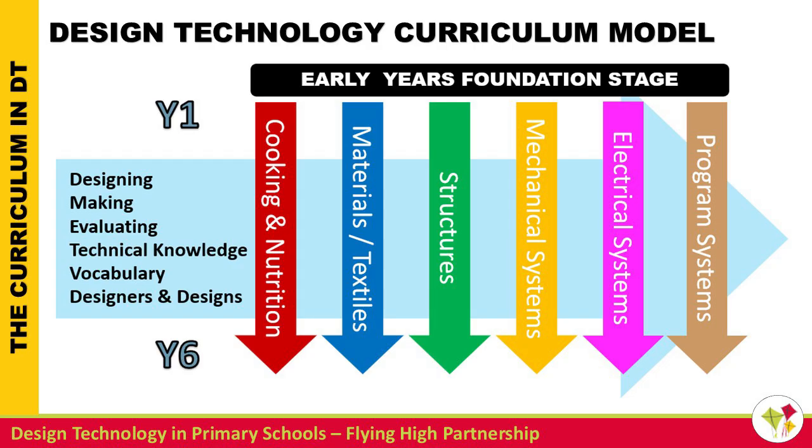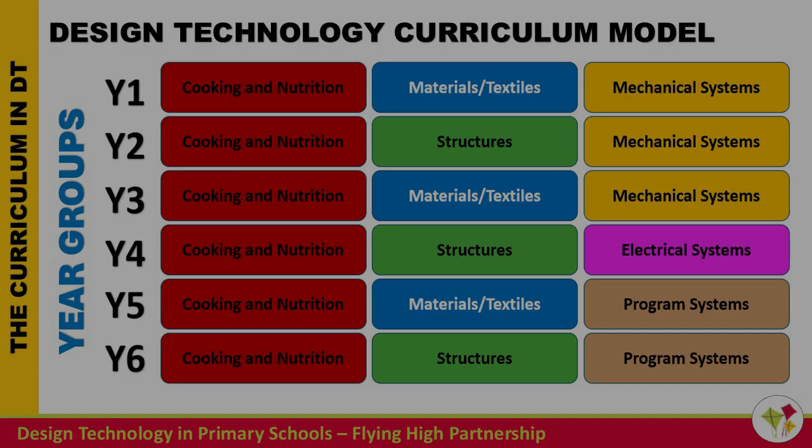Through studying content in the 6 strands of learning from Year 1 to Year 6, children acquire the knowledge and experiences of designing and making and evaluating products, whilst also gaining the technical knowledge, practical skills, vocabulary and the knowledge about designs and designers associated with each strand of learning. And this diagram shows one way of delivering the strands of learning in a curriculum long-term plan for design technology, where design technology is taught once each term.